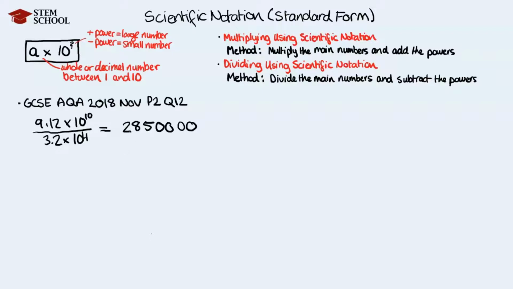So what whole or decimal number between 1 and 10 do we have for this? So we can say that we have 2.85. Now how many jumps does it take for the decimal in 2.85 to get to the end of the number? So let's do that. Starting here, 1 jump, 2, 3, 4, 5, 6. So 6 jumps means 2.85 times 10 to the power of 6, and that's the final answer.